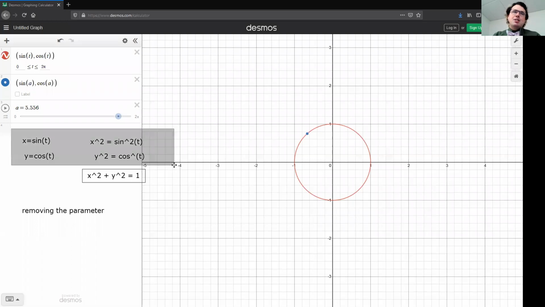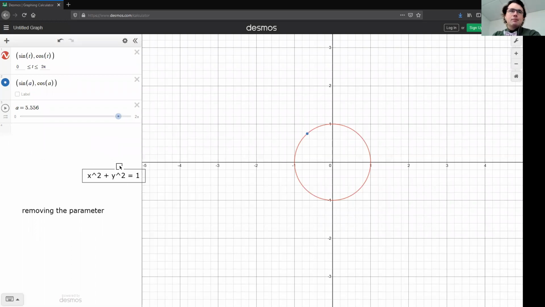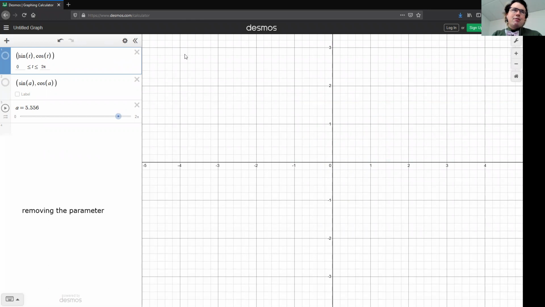So let me change this slightly. And I'm going to disable the drawing before I look at it again. What should happen if instead of these choices of x and y, I had 2 times sine of t as my x coordinate, 5 times cosine of t as my y coordinate? Let's think about that.